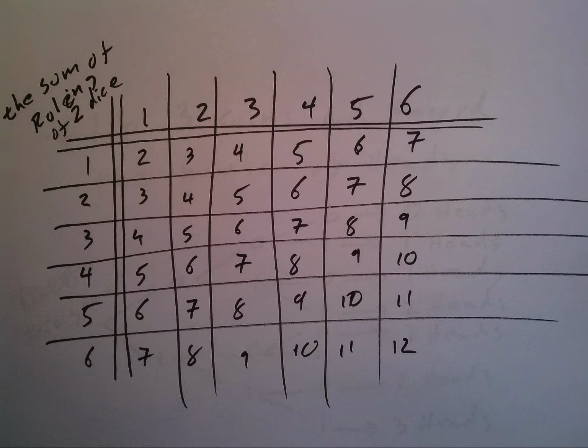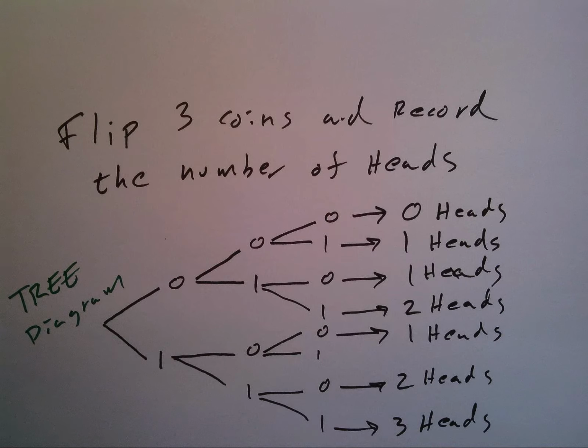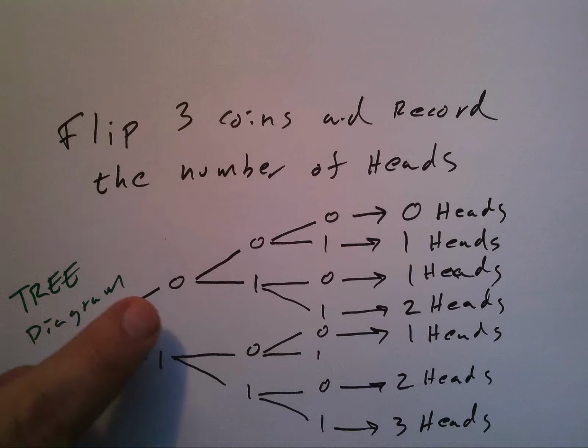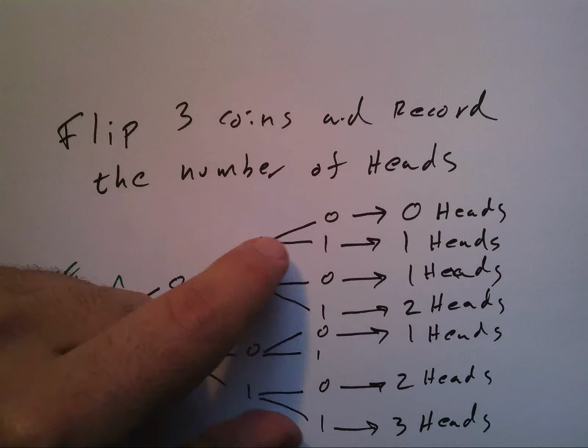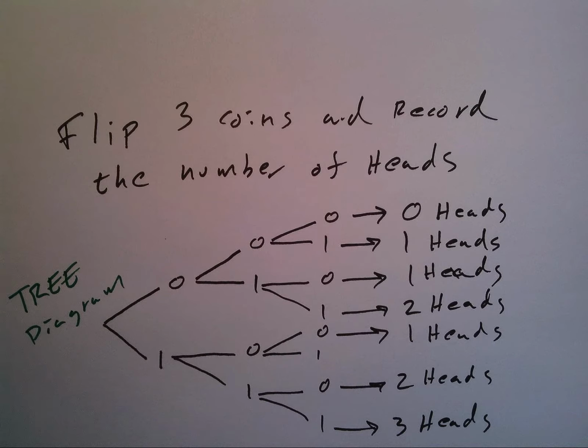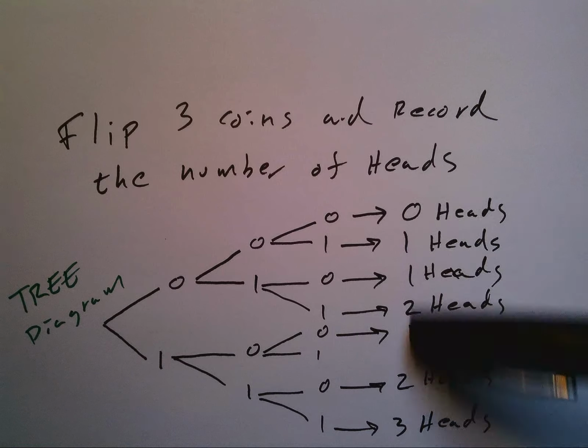Now there's other things you can do. A real common one is making a tree diagram. Let's say that you're going to flip a coin 3 times, and the only thing you're going to do is record the number of heads. So at each branching, I'm following a different outcome. So you have 8 different possibilities.